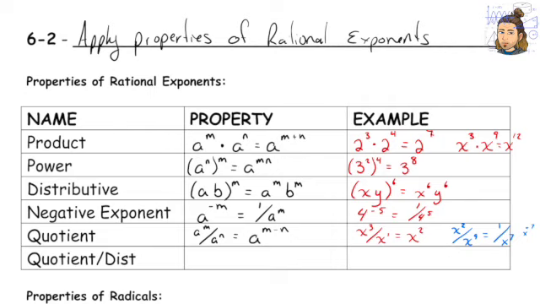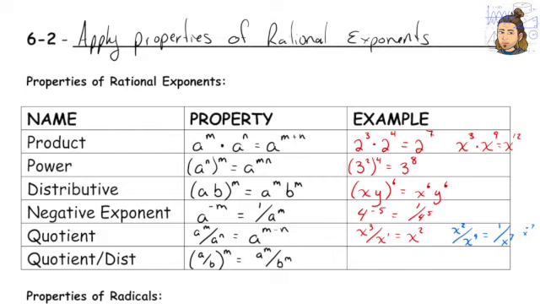And then finally we have distribution over division, so quotient distribution. So we can come in here and say I have a and b, so that's not multiplication, that's division, and I have the exponent m, and we can write this as a to the m over b to the m.